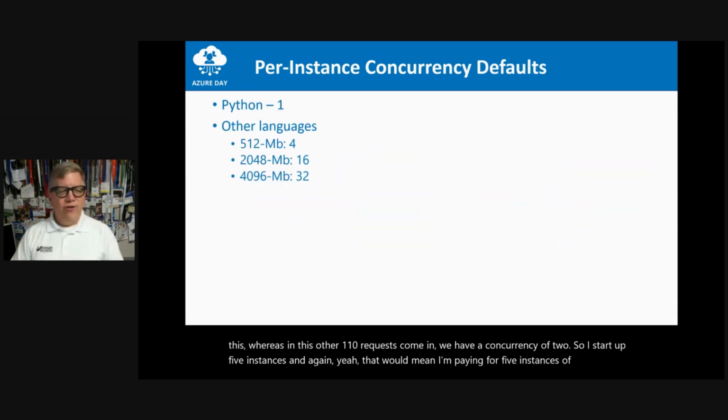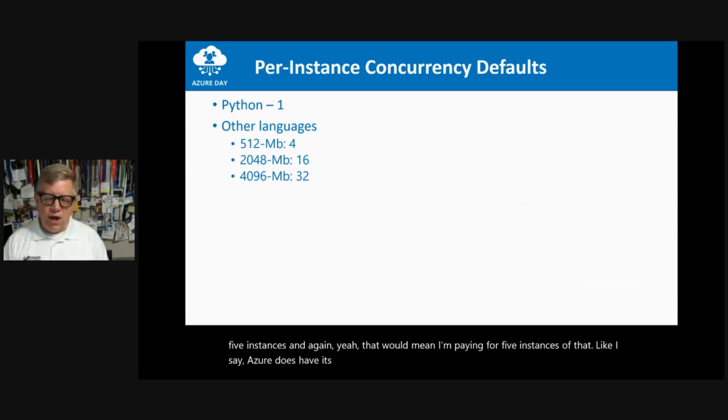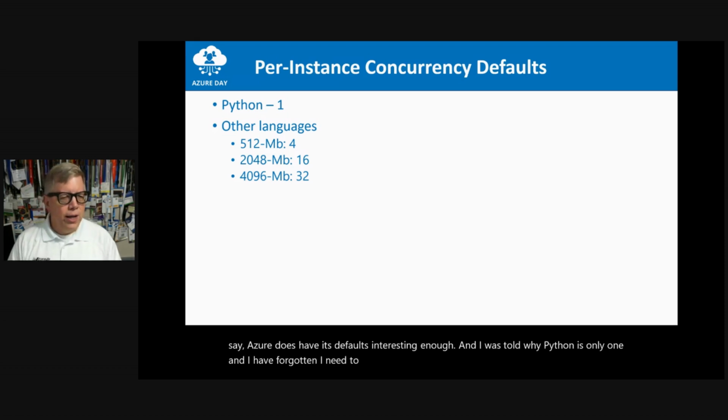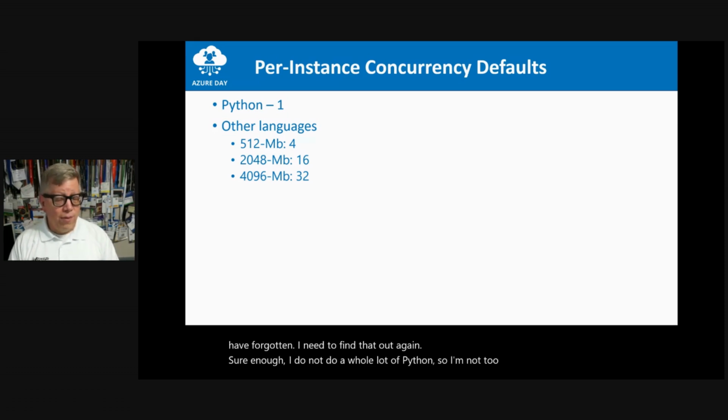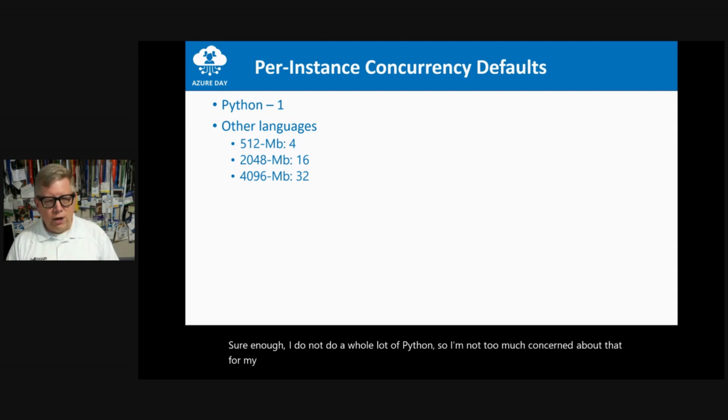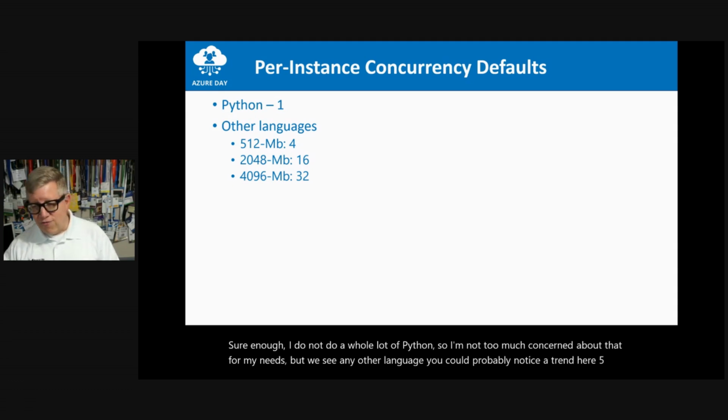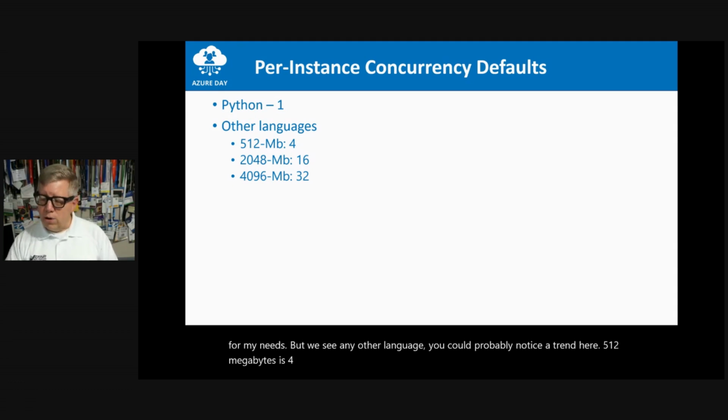Like I say, Azure does have its defaults. Interestingly enough, I was told why Python is only 1, and I have forgotten. I need to find that out again. I do not do a whole lot of Python, so I'm not too concerned about that for my needs. But we see, any other language, you could probably notice a trend here. 512 megabytes is 4 executions per instance. 2048 megabytes is 16, and then 32, right? So it's multiples of 4, right?